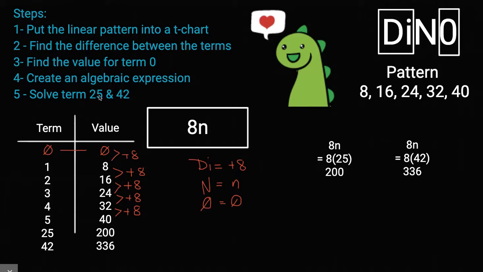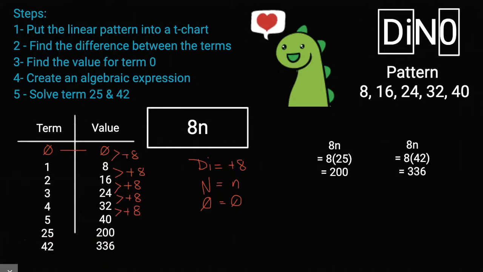To solve for term 25, all you did was pop your term number into the variable, so you should have 8n equals 8 times 25, which is equal to 200. Sorry for forgetting my equal sign there. And then term 42 would be 8n equals 8 times 42, which is equal to 336. And then we would add that to our t-chart to tell us, well, when my term is 25, my value is 200. And then over here, when my term is 42, my value is 336.